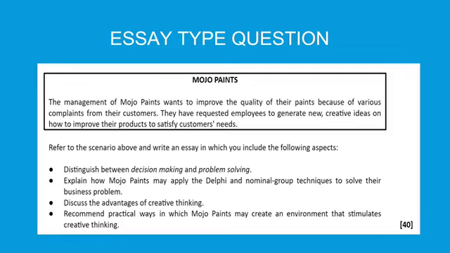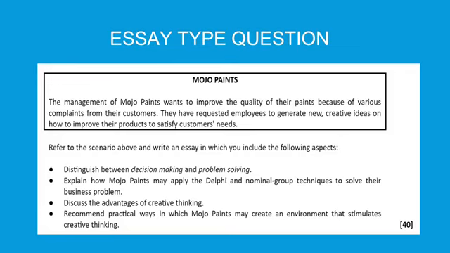The third one will be discuss the advantages of creative thinking. That verb discuss again will be an indication that the marks will be split. And the last one there, recommend a practical way. That recommend verb that's been used will be an indication that 2 marks are awarded for 1 statement at the end. So you don't need a statement and a qualifier there. Just your statement will be worth 2 marks.